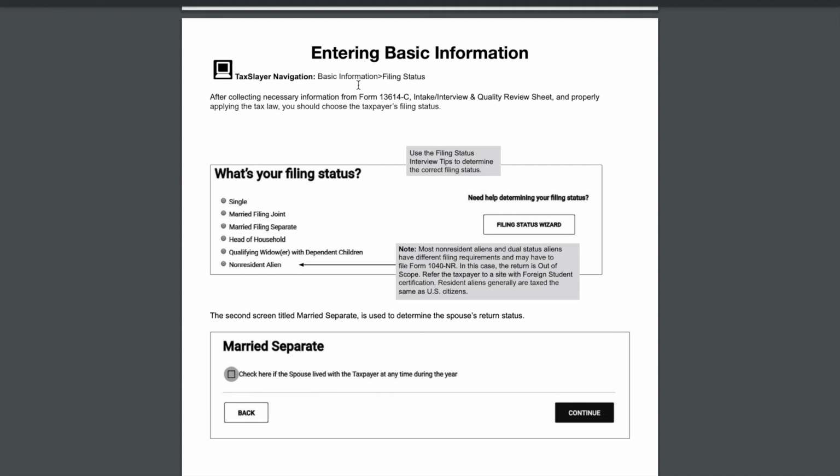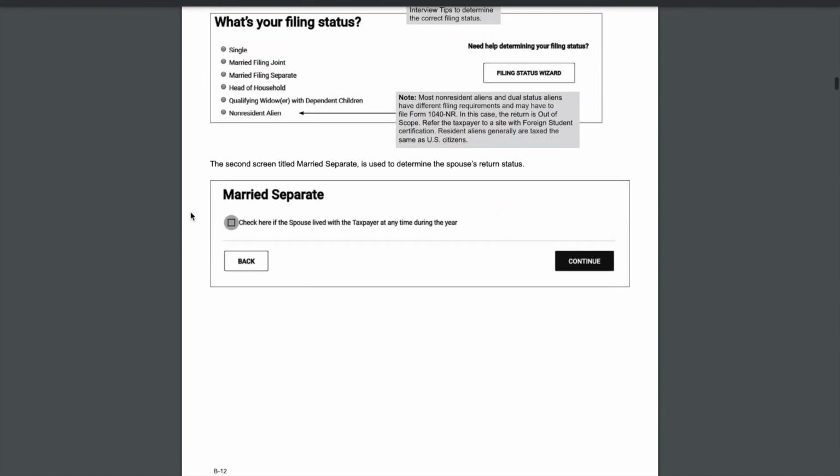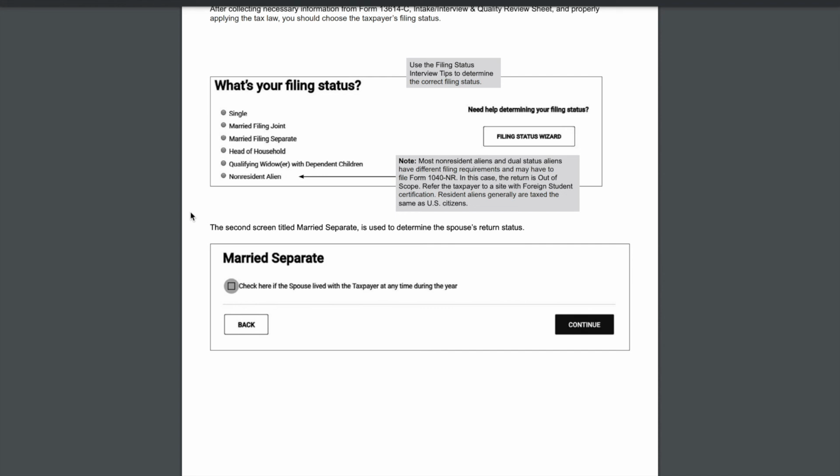And so here it talks about entering basic information into TaxSlayer. And so again, filing status, it's pretty simple to enter when you get into TaxSlayer. You just click the button for the most part, and it will take you through some other steps.